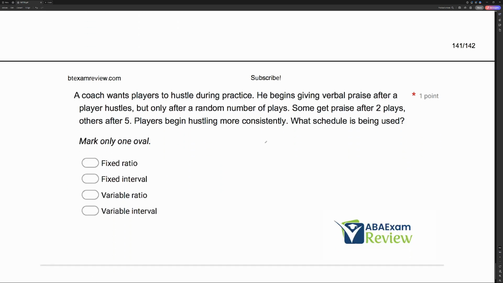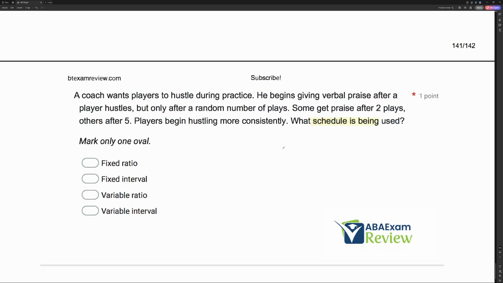A coach wants players to hustle during practice. He begins giving verbal praise after a player hustles, but only after a random number of plays. Some get praised after 2 plays, others after 5. Players begin hustling more consistently. What schedule is being used?